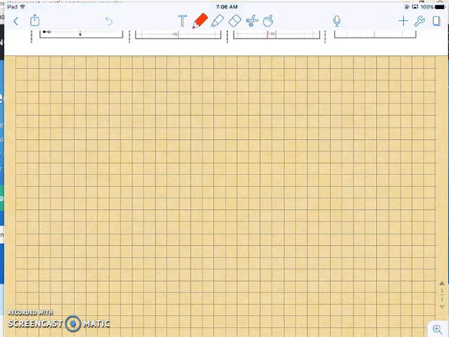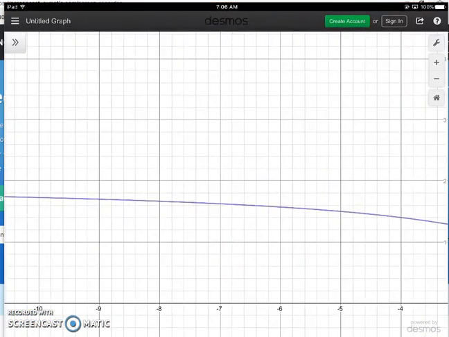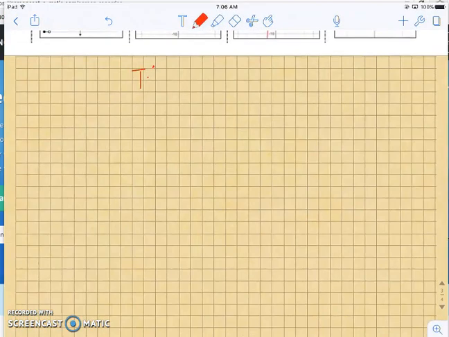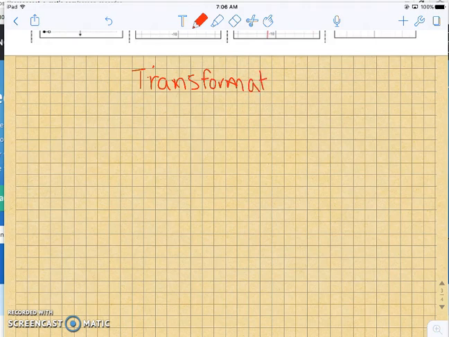Today we're going to take a look at transformations of functions. So in your notebook, label your table of contents. Oops, sorry about that. And then open a new page. And you can write on there, transformation of functions.